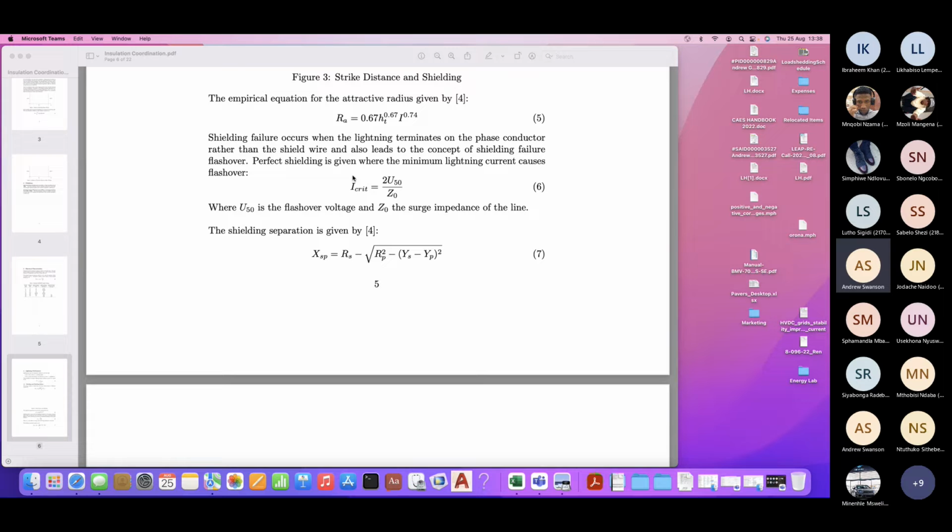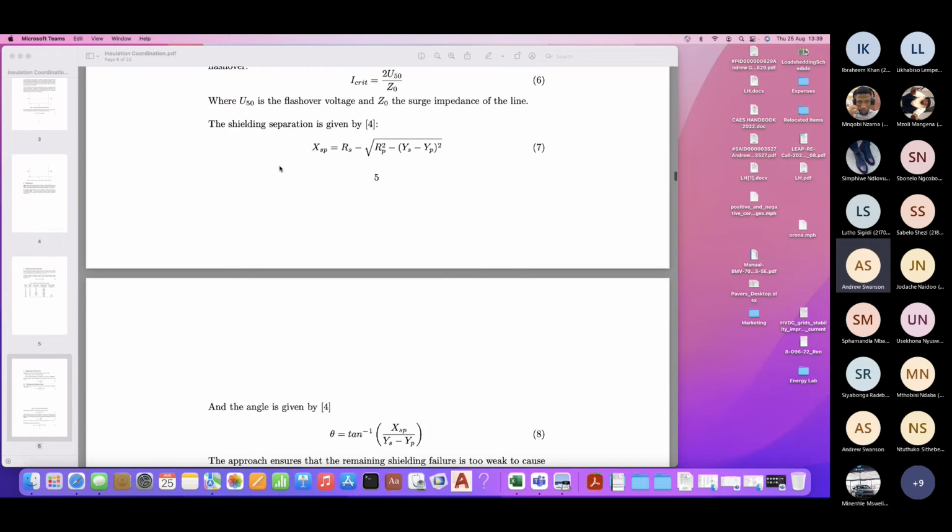So I critical, that would be the value of lightning current that would cause flashover, is equal to 2 times U50. That's the 50% probability of breakdown for an insulator, or the flashover voltage, and Z0 is the surge impedance of the line. So we tackled surge impedance a little bit in high voltage 1, and you would have tackled it in EM theory as well.